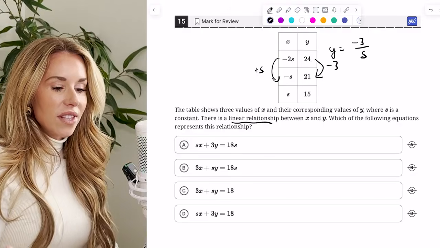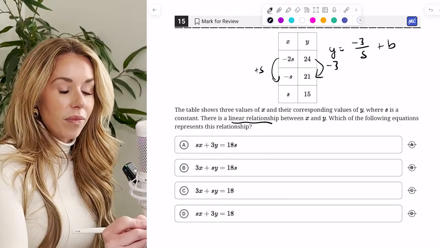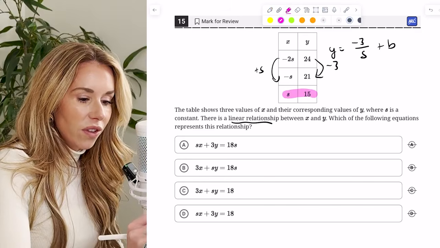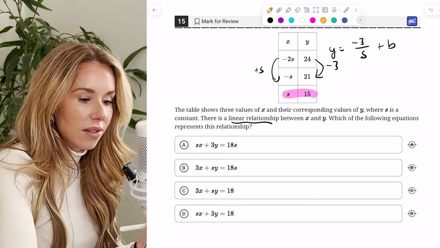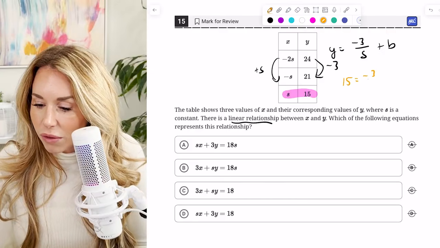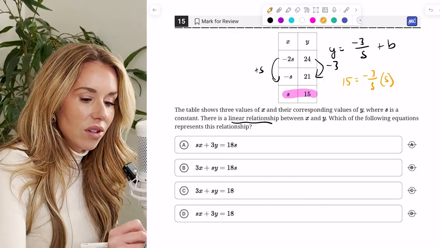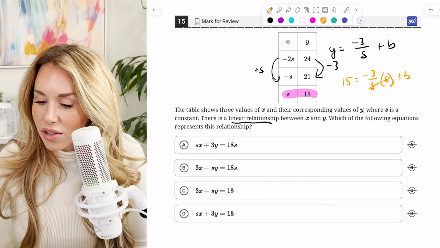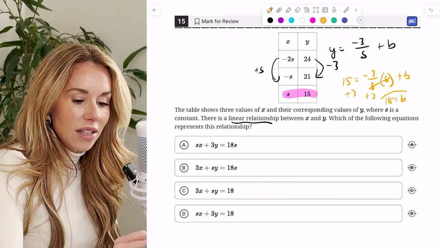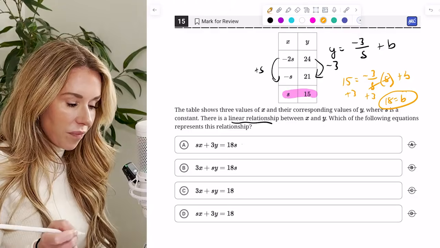So now what is the b? Well, let's find out. Let's take a point. I'm going to take the point s and 15 and put them in for x and y. So I'm going to say, okay, 15 equals negative 3 over s times s plus b, and then I'm going to solve for b. The s's cancel. I'm going to add the 3 to the other side. So b is 18. Okay, cool. B is 18. Here's the issue, though.